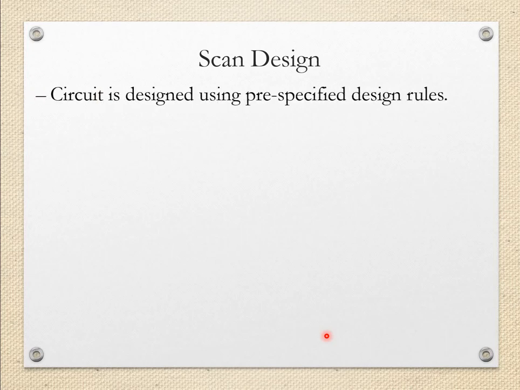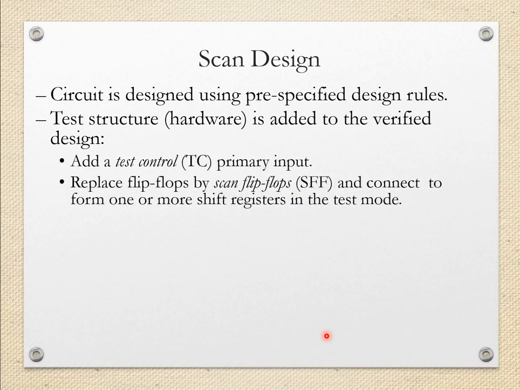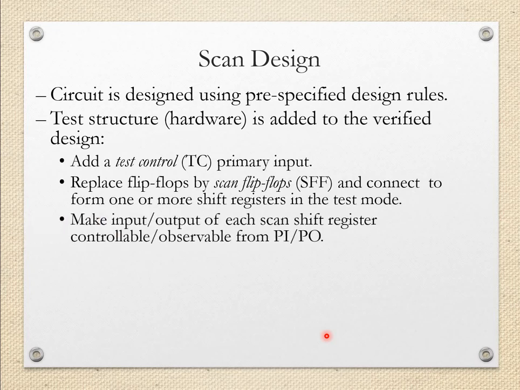Generally, the circuit is designed using pre-specified design rules. The test structure, that is the hardware, is added to the verified design. Add a test control primary input. Replace flip-flops by the scan flip-flops SFF and connect to form one or more shift registers in the test mode. So all the flip-flops will be connected in a chain. Make input or output of each scan shift register controllable and observable from primary inputs to primary outputs.